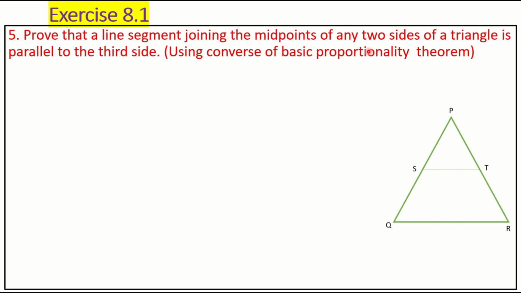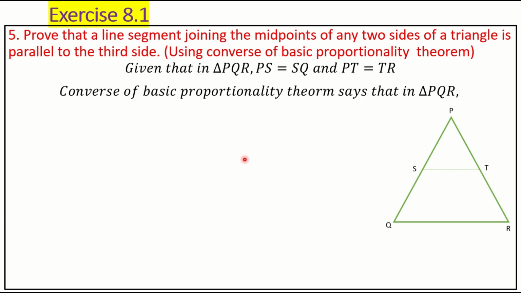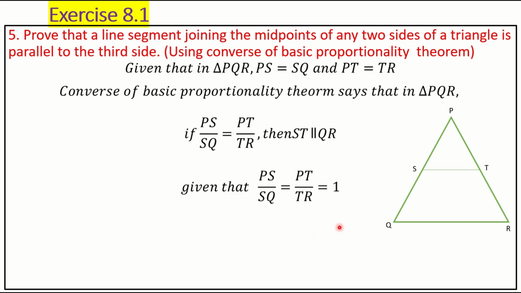Prove that a line segment joining the midpoints of any two sides of a triangle is parallel to the third side, which is again the reverse of the basic proportionality theorem. It is given that PS equals SQ and PT equals TR. We know the proportionality theorem: if PS by SQ equals PT by TR, then ST is parallel to QR, the third side. Both PS by SQ and PT by TR are 1, which means ST is parallel to QR.